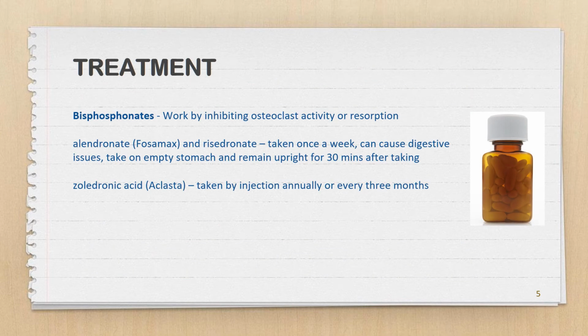So if you're found to be osteoporotic, what treatment is available to you? On the pharmaceutical side, the most common class of drugs that are prescribed are bisphosphonates. These work by preventing the osteoclast cells from actually breaking down the old bone, or the resorption process. The most common of the bisphosphonates are listed there, and the advice is to take on an empty stomach and remain upright for 30 minutes after you take them, i.e. not just before bed, because there can be some digestive issues.